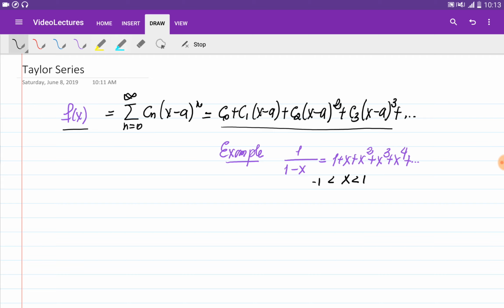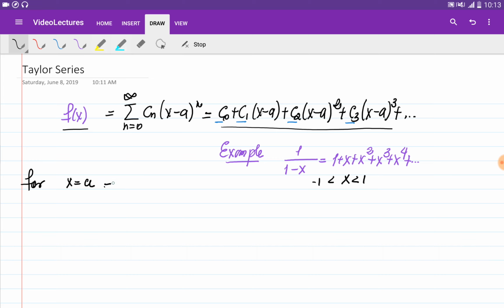So now what we want is we would like to find out the power series form of any function. So in this form, the only unknowns here are the coefficients c0, c1, c2, c3 and so on. So we need to find the general formula for finding them. So let us set x to be equal to a.